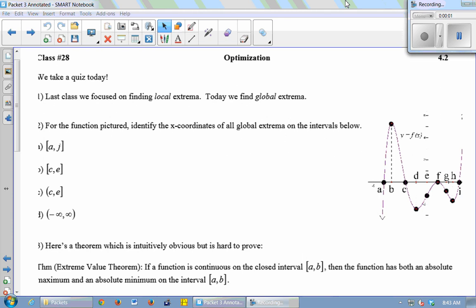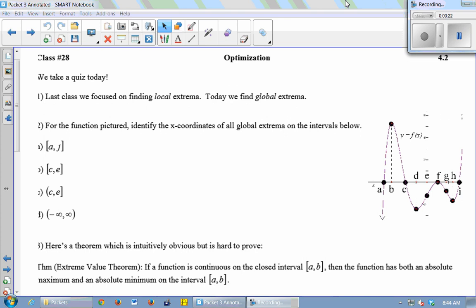Talk about optimization. Last class we focused on finding local extrema. So those are high points and low points in their neighborhood, right? Today we're going to find global extrema, the highest point and the lowest point on an interval.